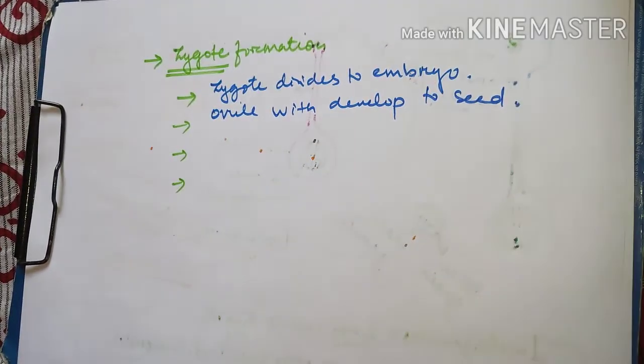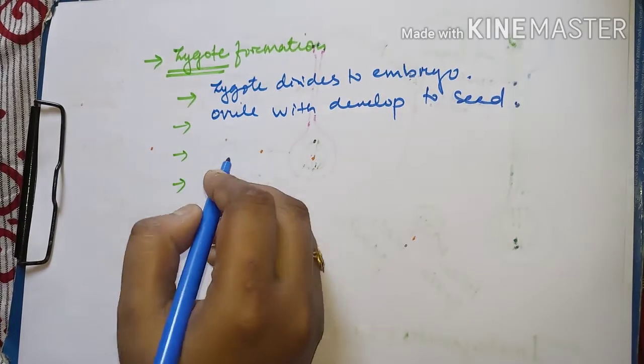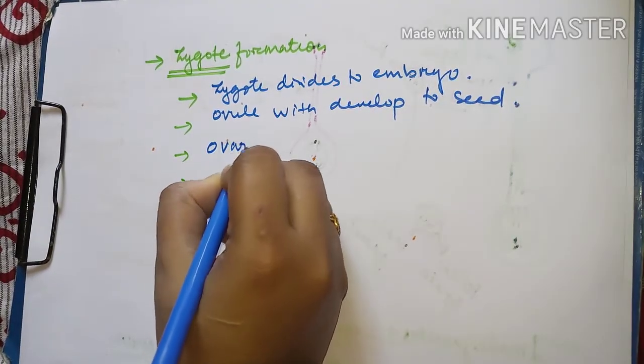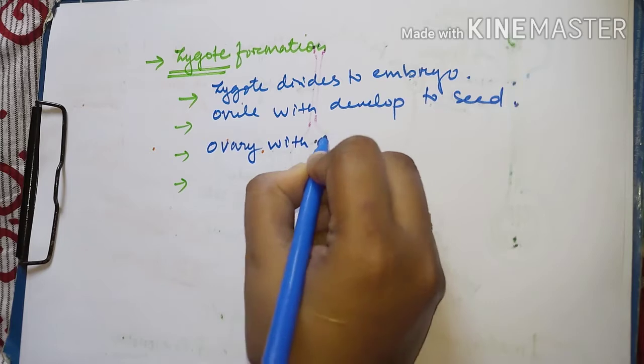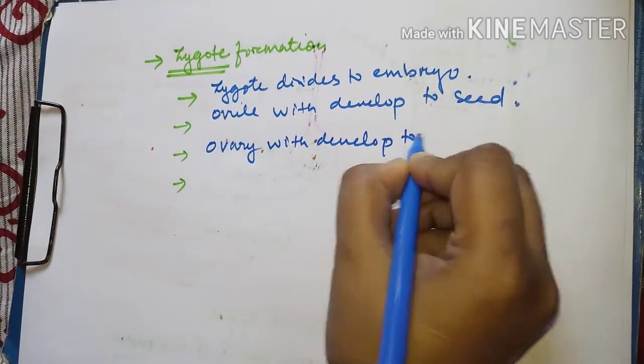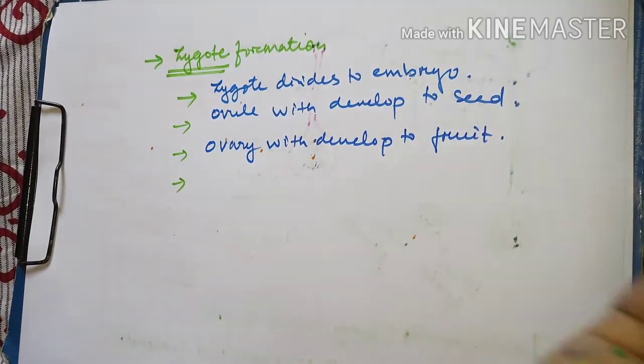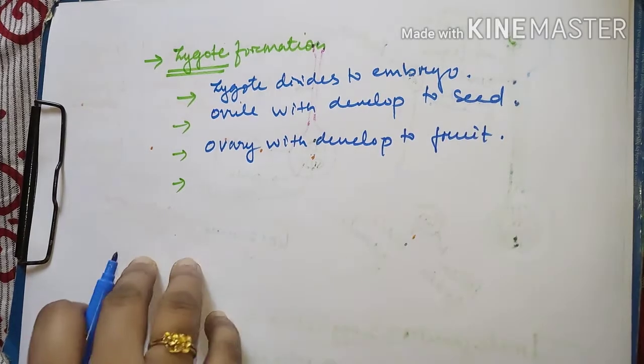Then the seed formation is over. Then this ovule is present in the ovary. So what will happen to the ovary? The ovary will develop into fruit. So the ovary will develop into fruit is the next thing which will happen.